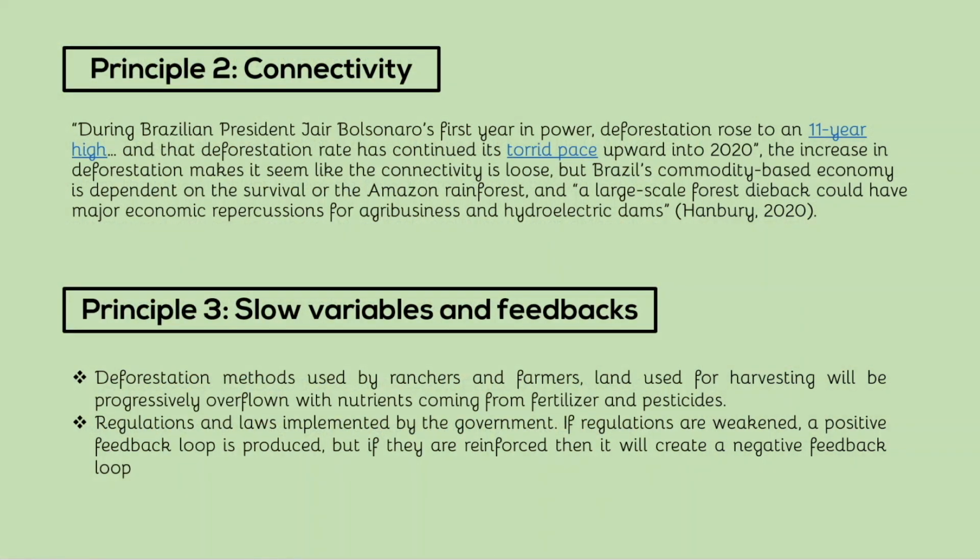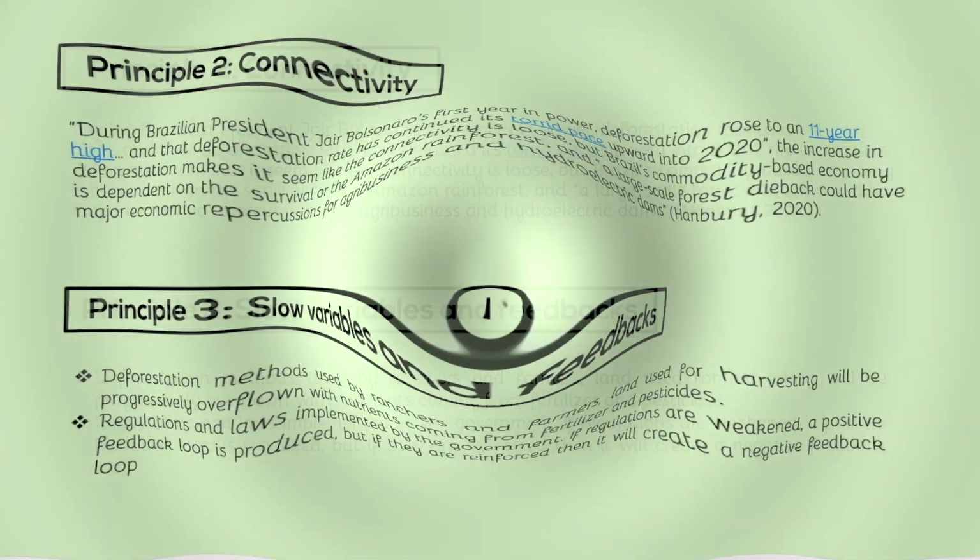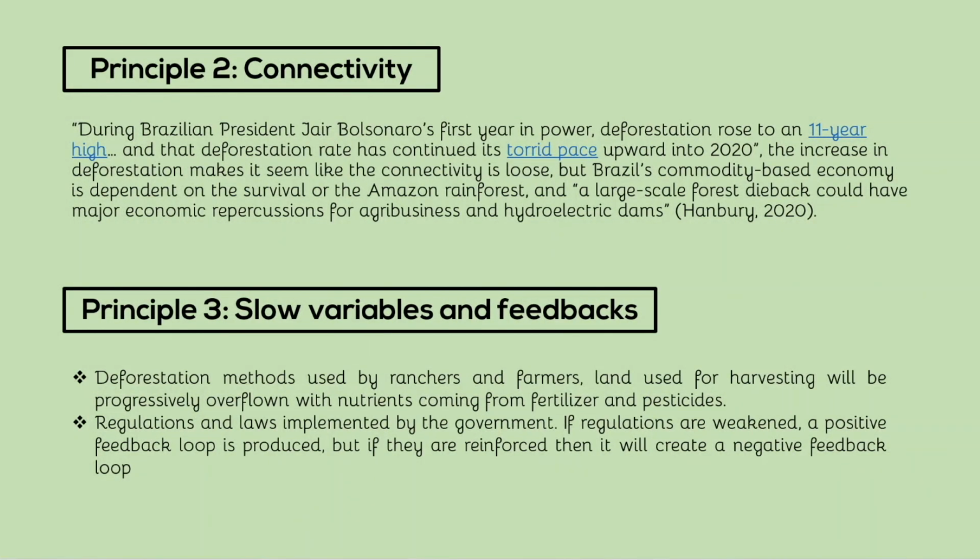The system's connectivity is weak because the practices in the system are not sustainable. Principle number 3, slow variables and feedbacks. Some slow variables we have identified are the deforestation methods and the harvesting methods that can damage the soil with an overflow of nutrients coming from fertilizer and pesticides, and deforestation methods like the use of fire that can easily erode the soil. We also have the regulations and laws implemented by the government.